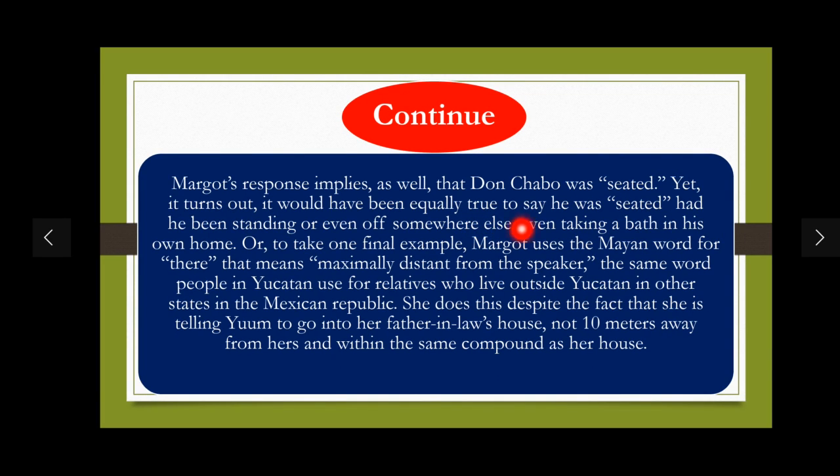Now, when Margaret said that Don Chebu was seated, what does it mean? Does it mean that he was standing before this? Or does it mean that he was somewhere else and now he is seated? Because we take the meaning of seated formally when somebody is sitting, right? So what is meant by seated in Yucatan culture?